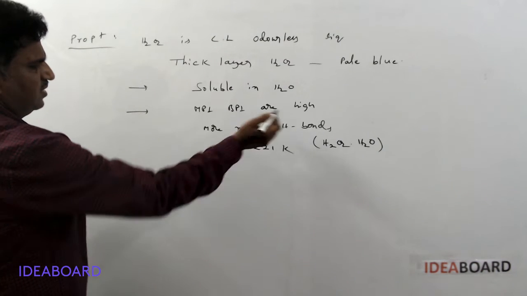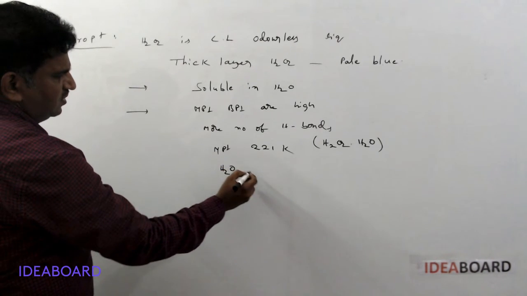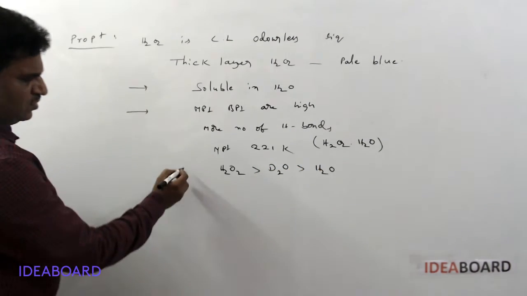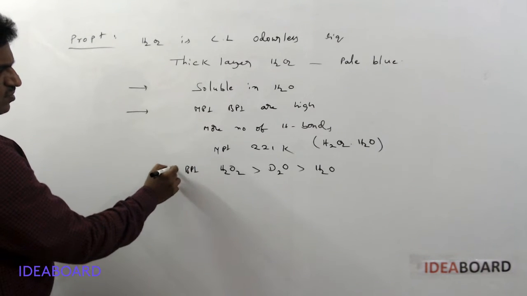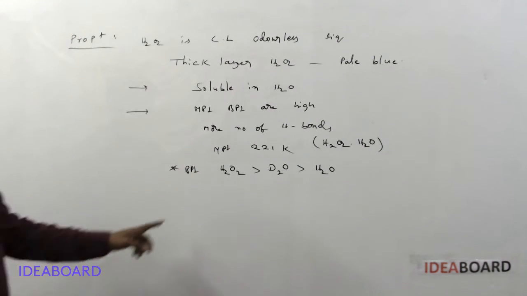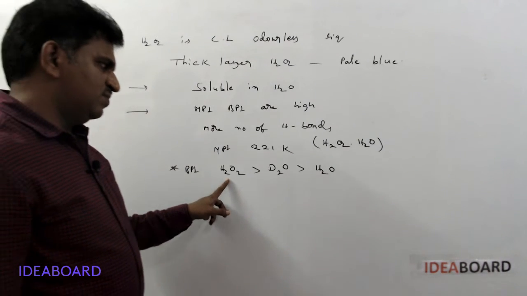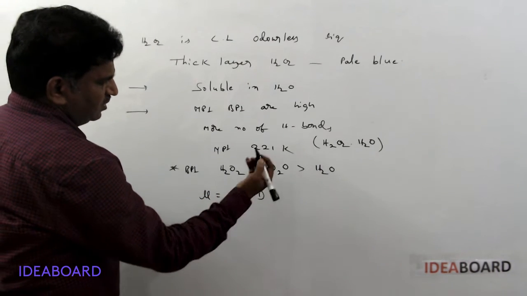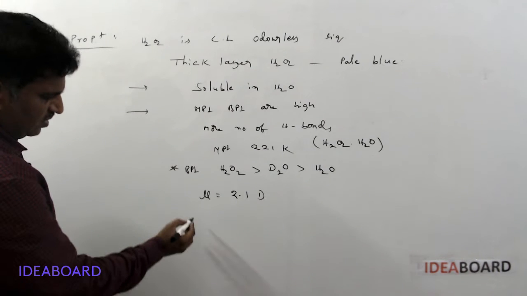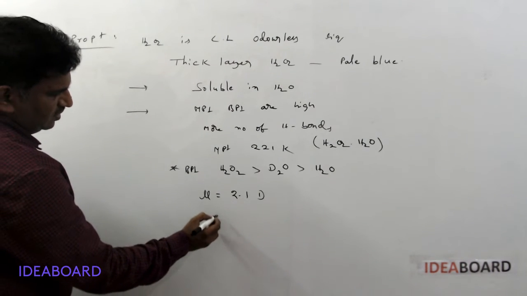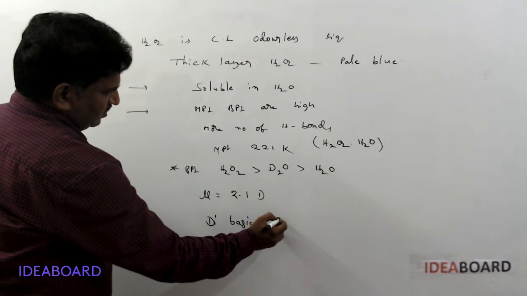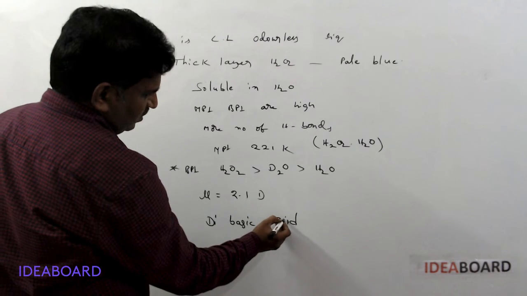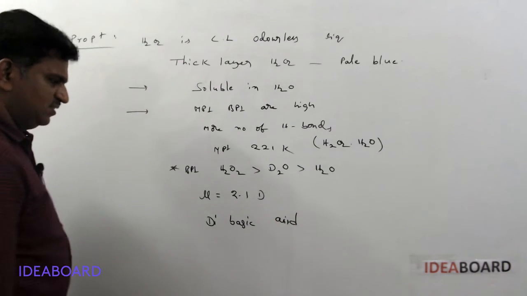And next, if you are taking the boiling points, hydrogen peroxide has the highest one, and the next one is D2O, and the next one is H2O. This is the boiling points order. Please remember that it is highest because of more hydrogen bonds. Double the number of hydrogen bonds is coming, and the dipole moment of hydrogen peroxide is 2.1 D. It is higher, and hydrogen peroxide is a dibasic acid. It has two OH groups, so this is called a dibasic acid.